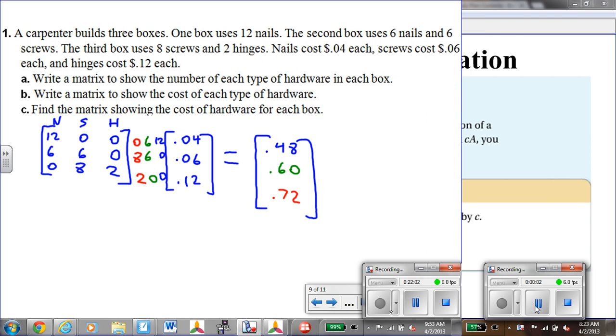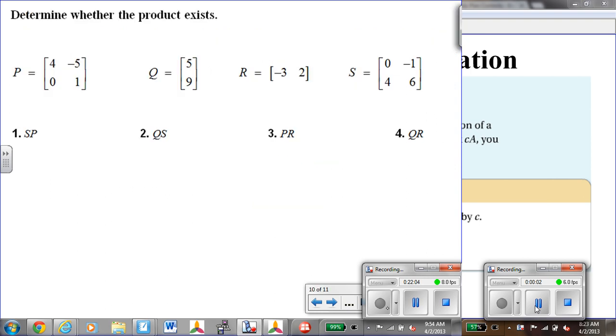Alright? Easy. All you have to do here is determine whether or not the product exists. So, number 1, yes. No, okay, wait, hold on. A 2 by 2 and a 2 by 2, you can always do that, right? If they're the same dimensions, you can always do it. Q is a what? 2 by 2. That's a what? 2 by 1. 2 by 1, and S is a 2 by 2. Can you do it? No.